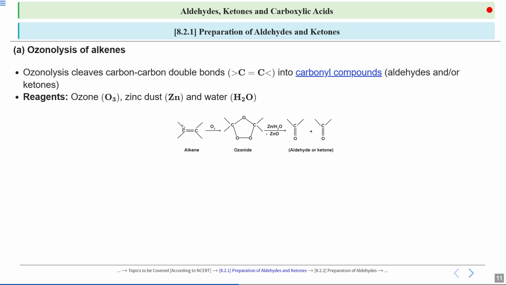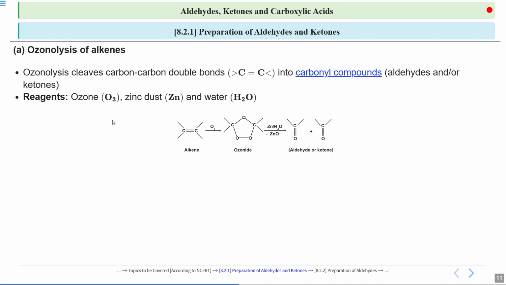Whether you get an aldehyde or a ketone depends on the structure. If you get an aldehyde, then on one side of the carbonyl there will be H, and the other side can be an R group. And if you get a ketone, then on both sides there will be R groups. Is this clear?